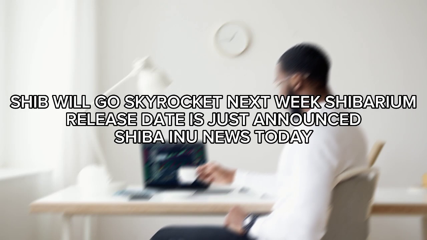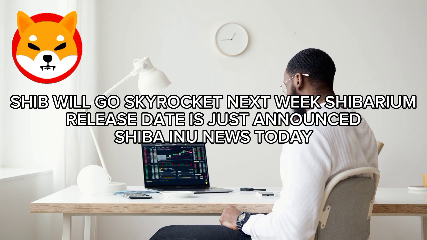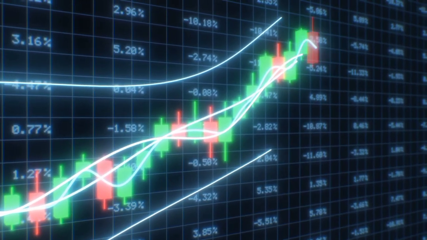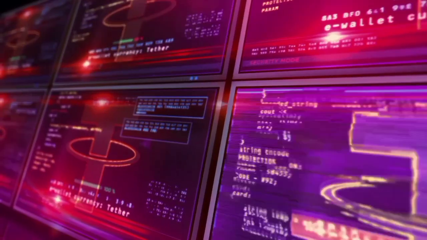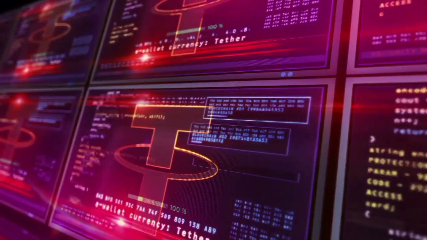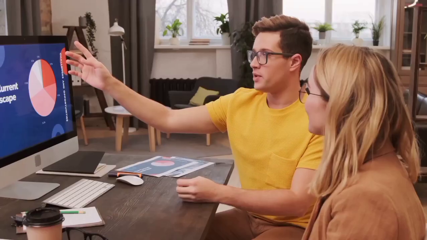SHIB will go skyrocket next week. Shibarium release date is just announced. Shiba Inu news today. Shiba Inu is a two-year-old meme coin project that's slowly becoming a self-sufficient ecosystem. The success of the dog-themed coin could significantly accelerate crypto adoption.